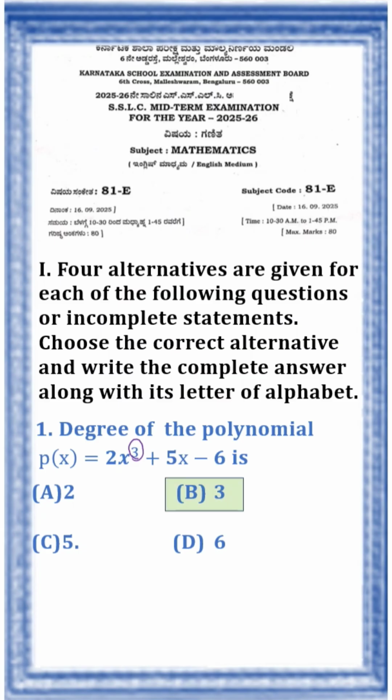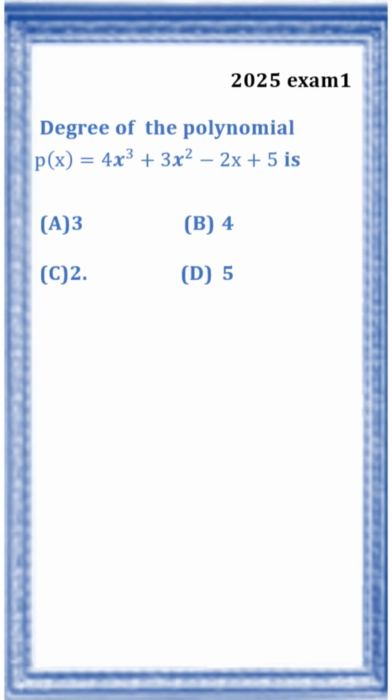Let us solve a similar problem which is taken from the exam 1 question paper of 2025. Degree of the polynomial p of x is equal to 4x cube plus 3x square minus 2x plus 5 is. Four options are given. Here also the highest power is 3. So the correct option is A, 3.